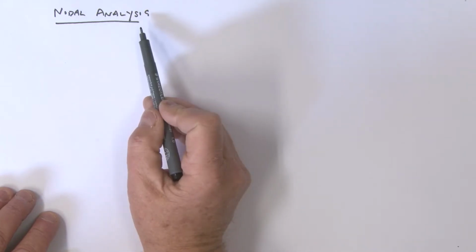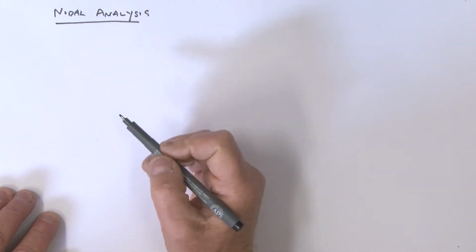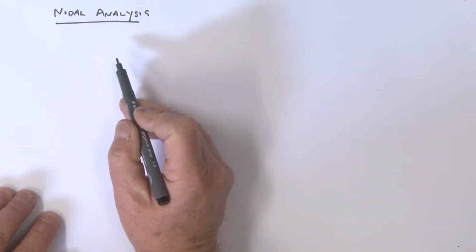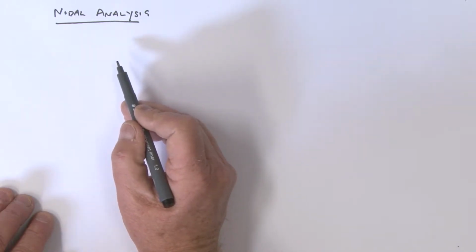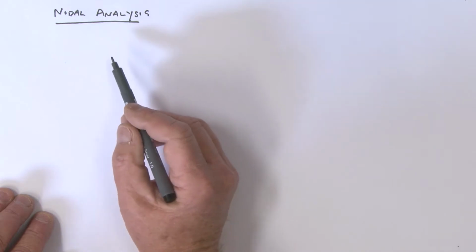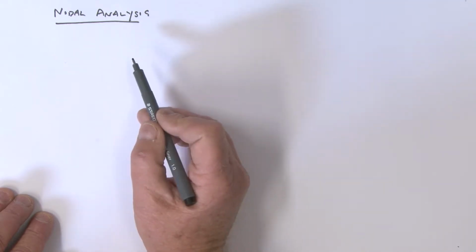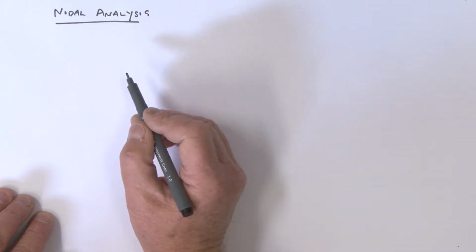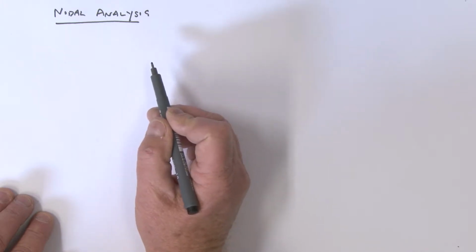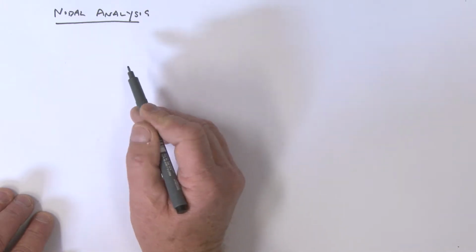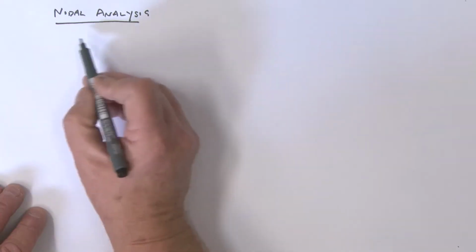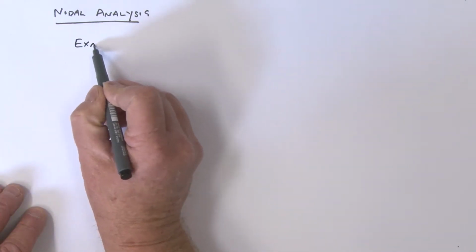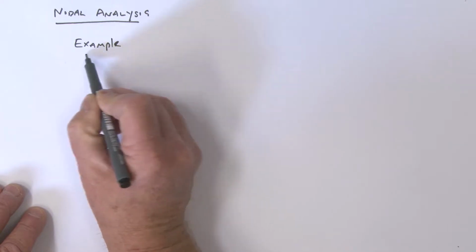All right, nodal analysis. This is really based on the idea of summing currents at a node. In a given circuit, we need to select a reference node, and typically that reference node is the node that has the most number of branches coming to it. We'll do this by way of an example, all right?